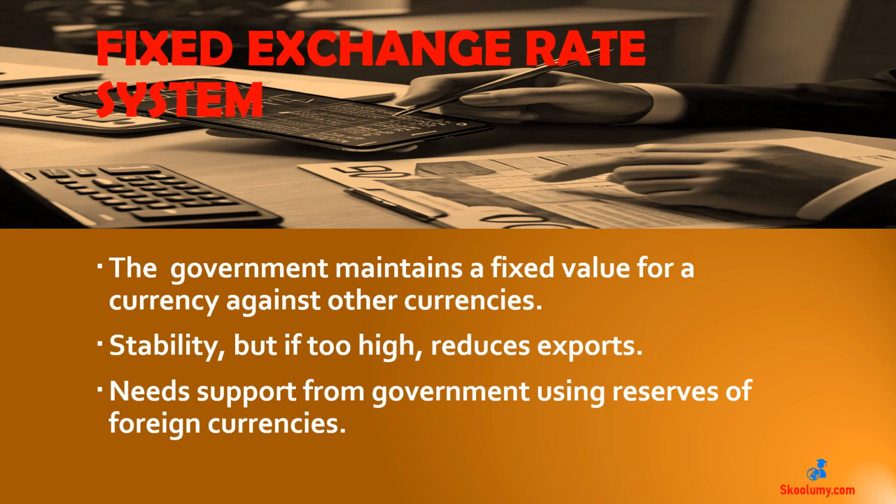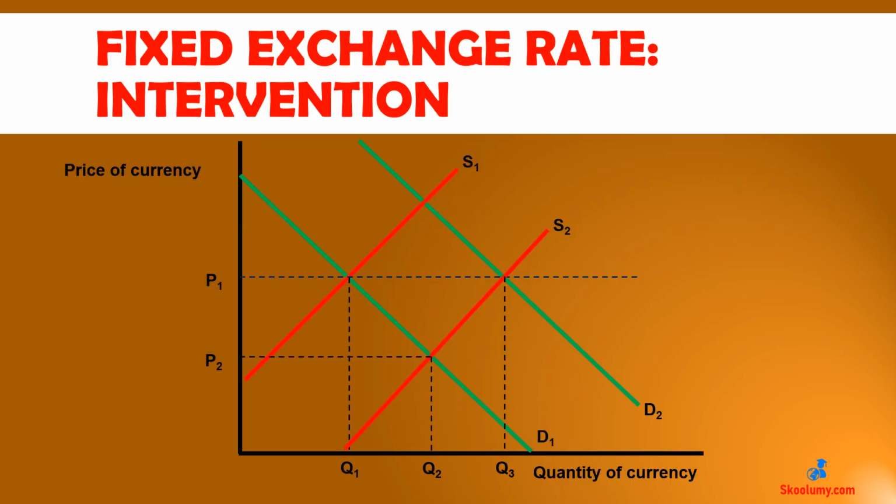However, if it is too high, exports become very expensive while imports become very cheap, leading to less exports and more imports. To maintain the stability in the exchange rate, the central bank or government purchases or sells the currency. The government uses its foreign currency reserves to intervene in the market.